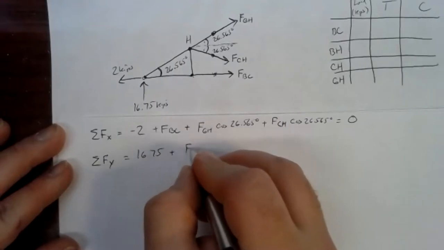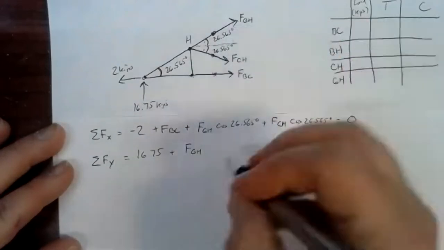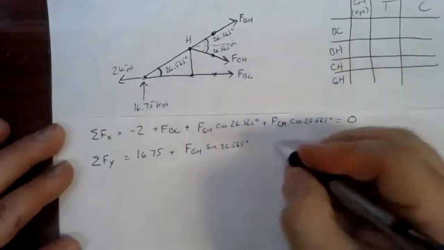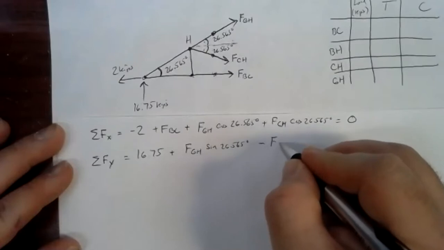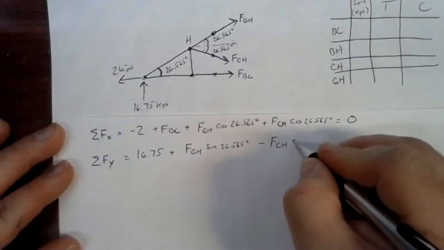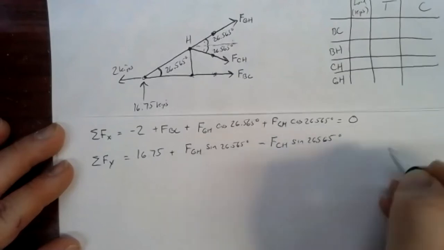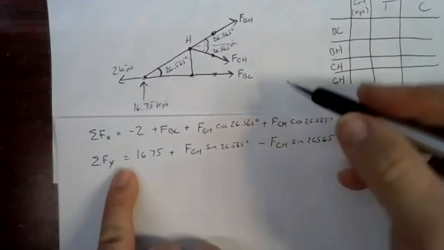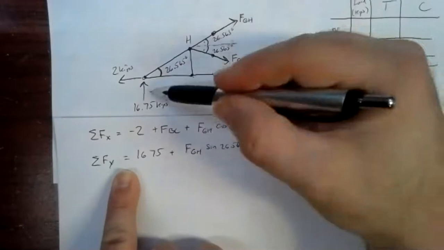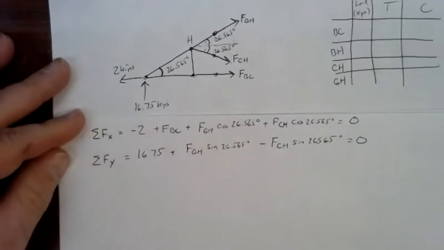We've got a piece of FGH up. It's the opposite piece, so it goes with sine. And then we've got a piece of FCH. That's down. Negative FCH, 26.565 degrees, so sine there. So we have the FCH pulling down, FGH pulling up, and we have 16.75 kips pushing up. So there's our y direction equation.